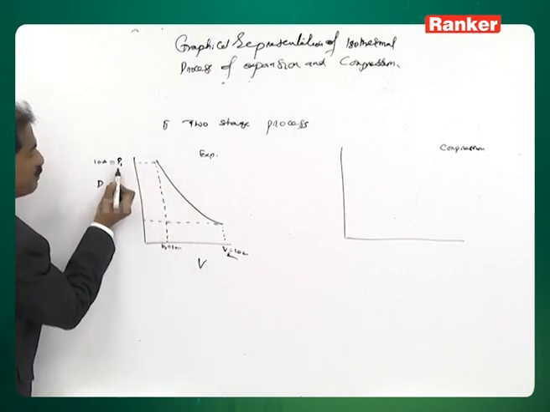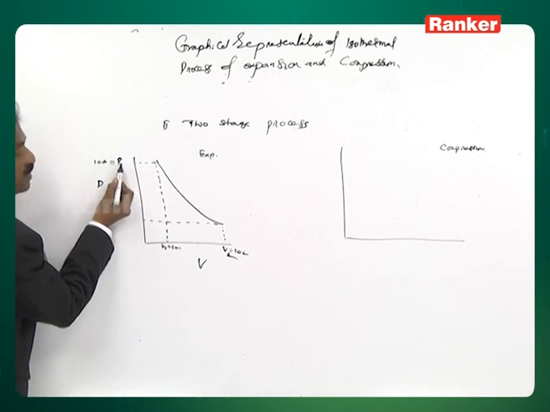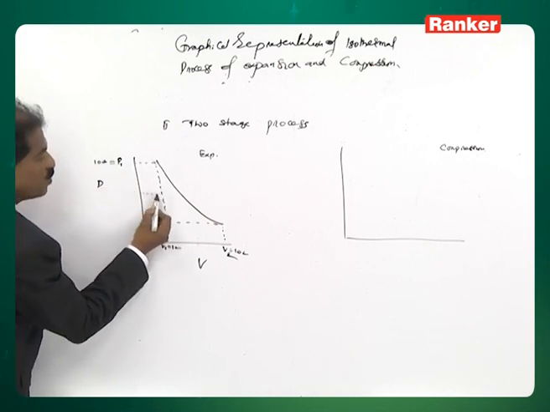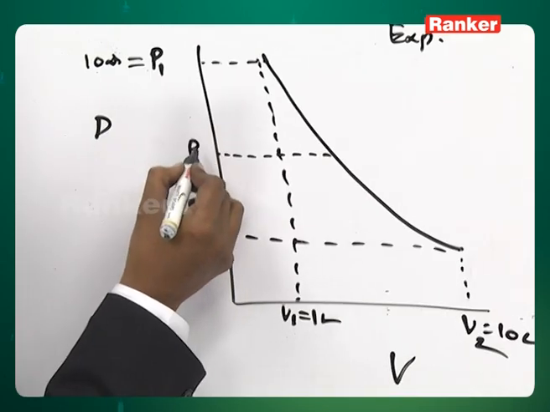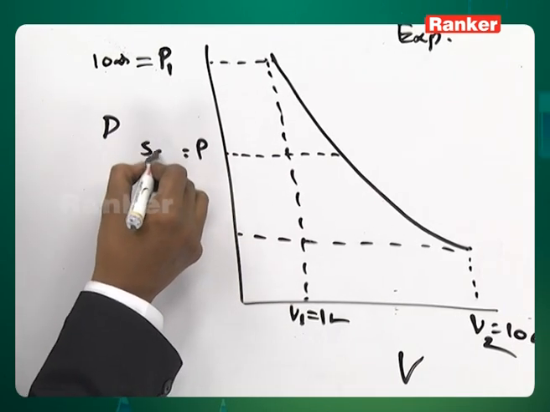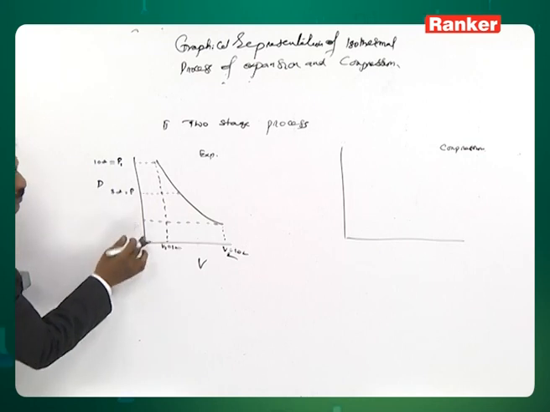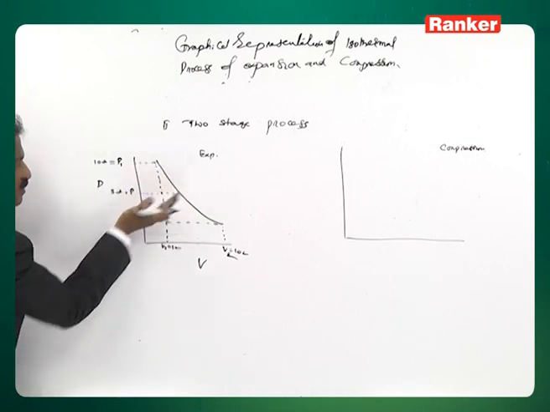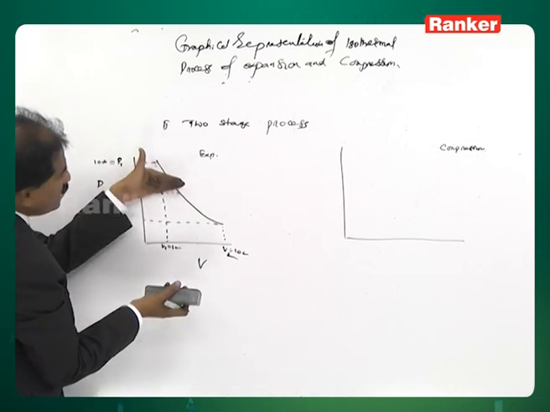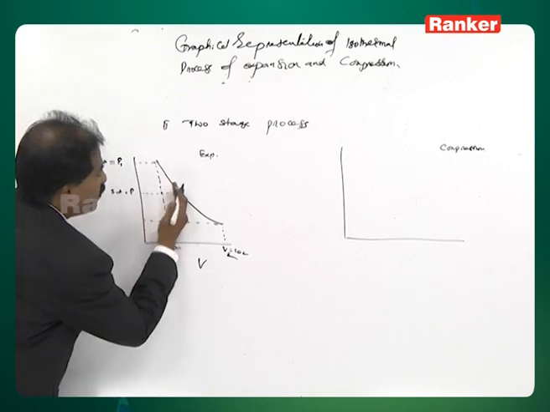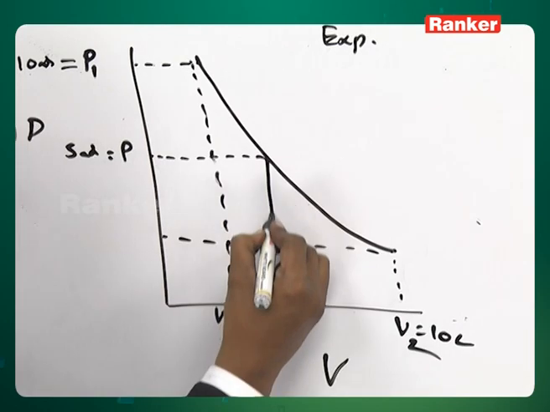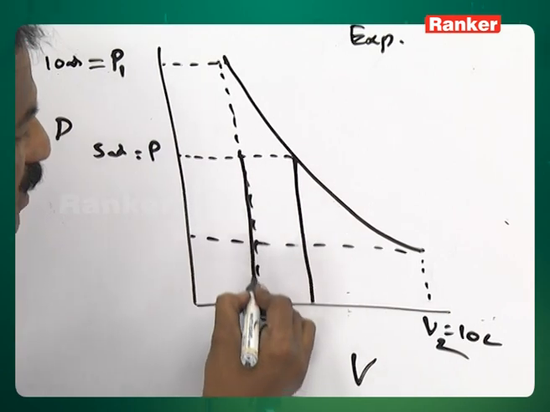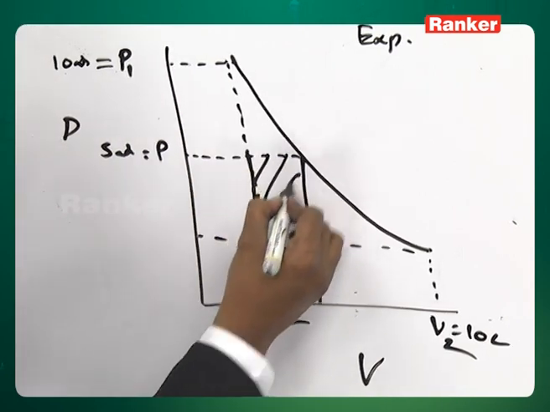But now what we are doing is conducting this total expansion process in 2 stages. In the first step, we are decreasing the pressure from 10 atmospheres to 5 atmospheres. When the pressure is decreased from here to here, the gas will proportionately undergo expansion from here to here. Therefore, this is the expansion done by the gas in this stage.